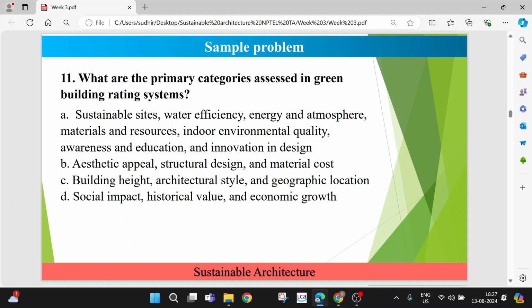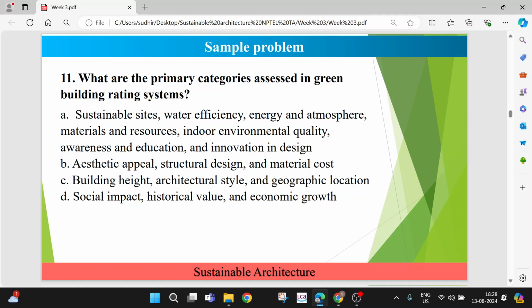Option A is the right answer. That is sustainable sites, water efficiency, energy and atmosphere, materials and resources, indoor environmental quality, awareness and education, and lastly innovation in design. All these are the primary categories that are assessed in green building rating systems. Based on the performance in the different categories, the final rating is defined for any architecture or sustainable building.